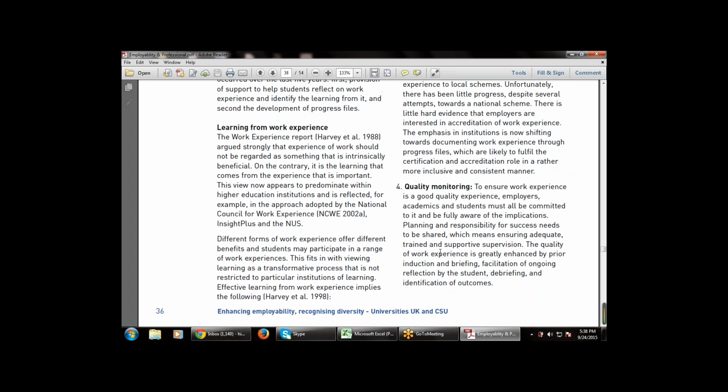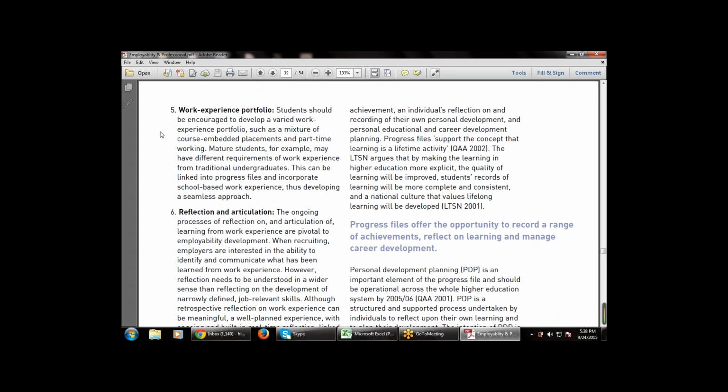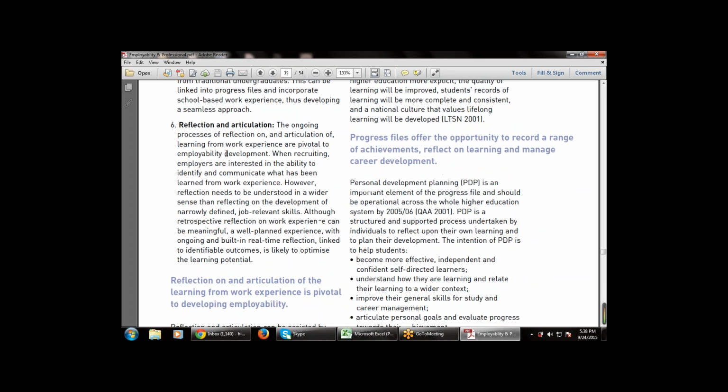Then quality monitoring means monitoring the quality, which is also a part of the work experience. Then the work experience portfolio: students should be encouraged to develop a varied work experience portfolio, such as a mixture of course-embedded placements and part-time working.